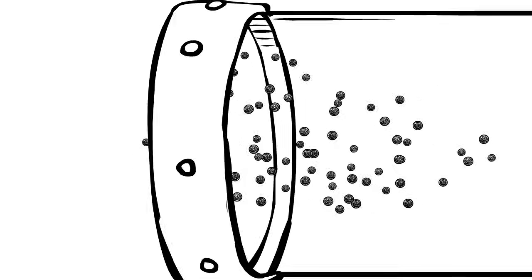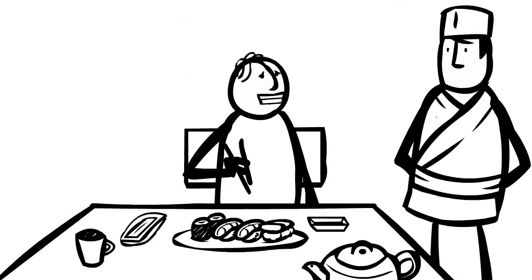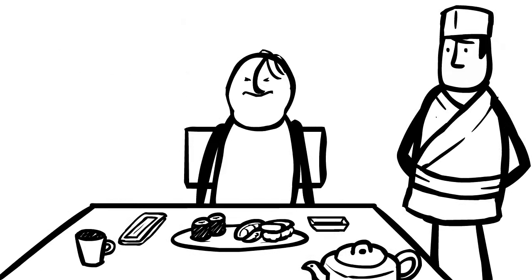Once in our waterways, they get eaten by fish and other animals, and could make their way right back to you in your sushi. How's that for the circle of life?